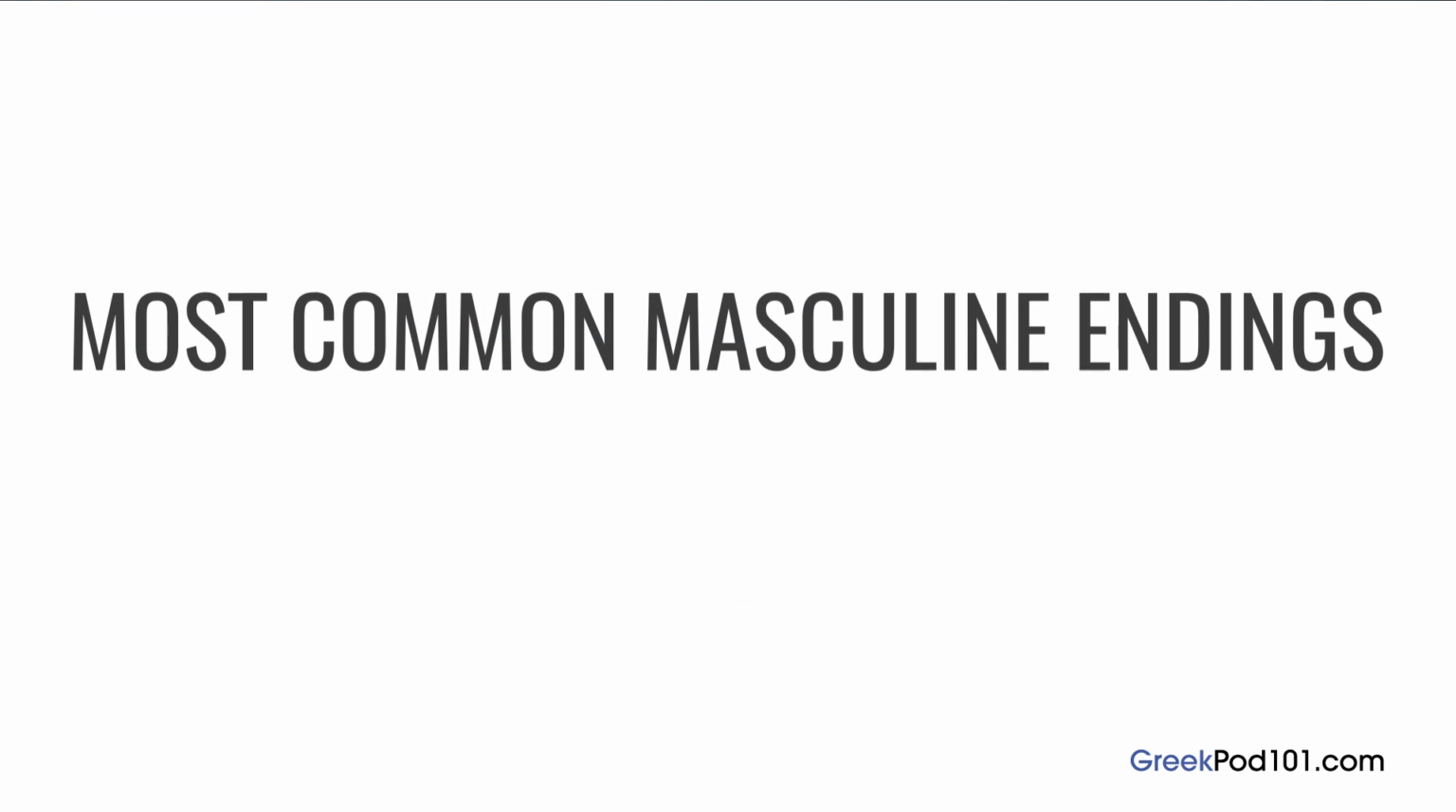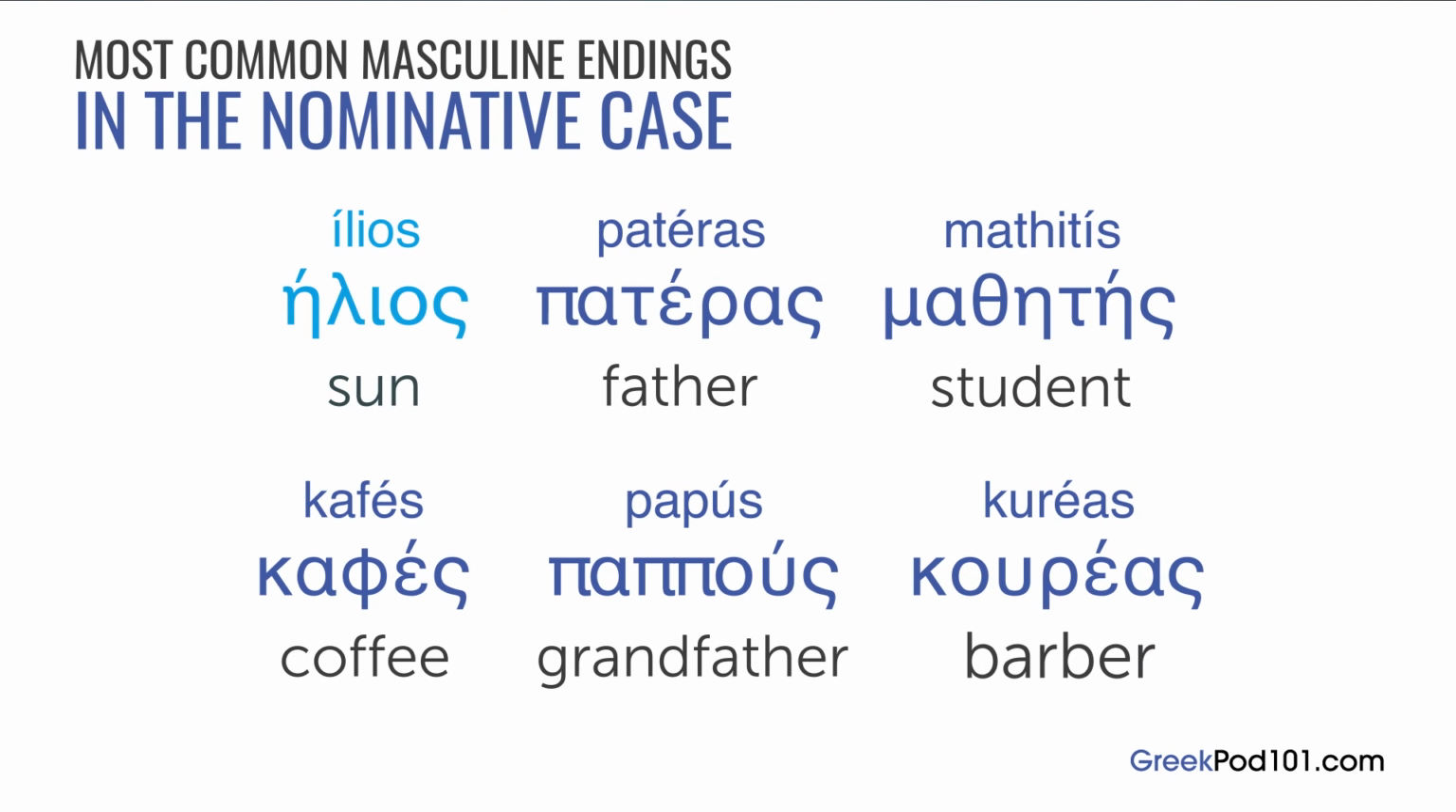First, let's see what are the most common masculine, feminine, and neuter noun endings. The following endings are the most common masculine endings in the nominative case. Os like ήλιος, sun. As like pateras, father. Is like μαθητής, student. Es like kafes, coffee. Us like papous, grandfather. And eas like kureas, barber.